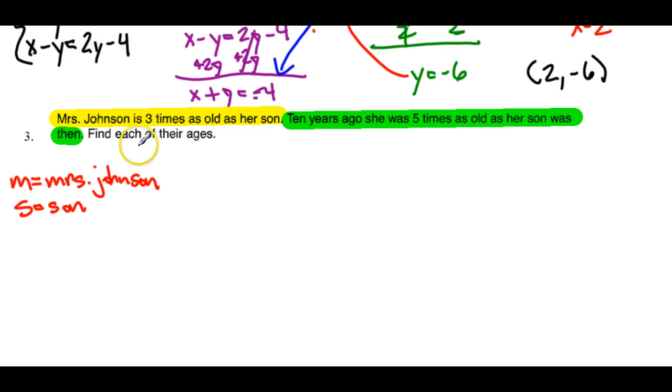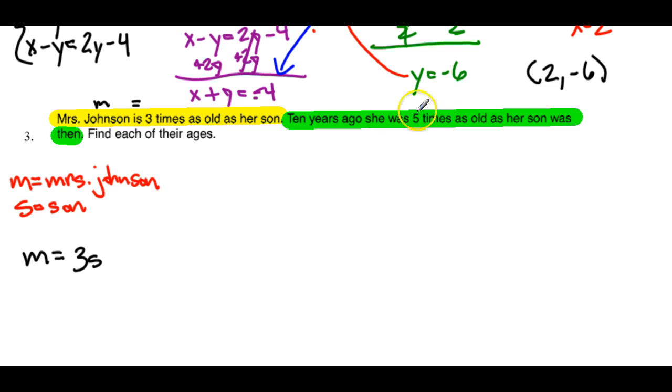Okay? Alright, so here's what it says. Miss Johnson is 3 times as old as her son. Miss Johnson is. So remember, Miss Johnson is the m. That means m equals this. So my first equation is going to be m equals, and then it's 3 times as old as her son. Well, her son is s, so 3 times s would be 3 times as old as her son. Miss Johnson is 3 times as old as her son. That's the first equation.